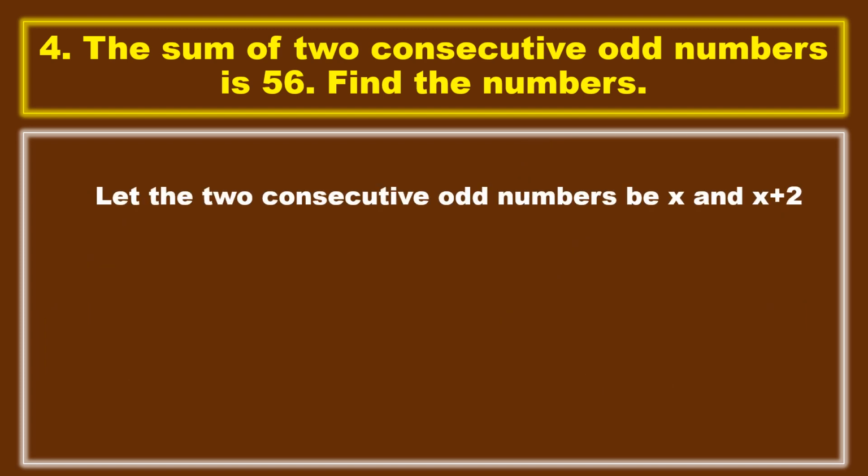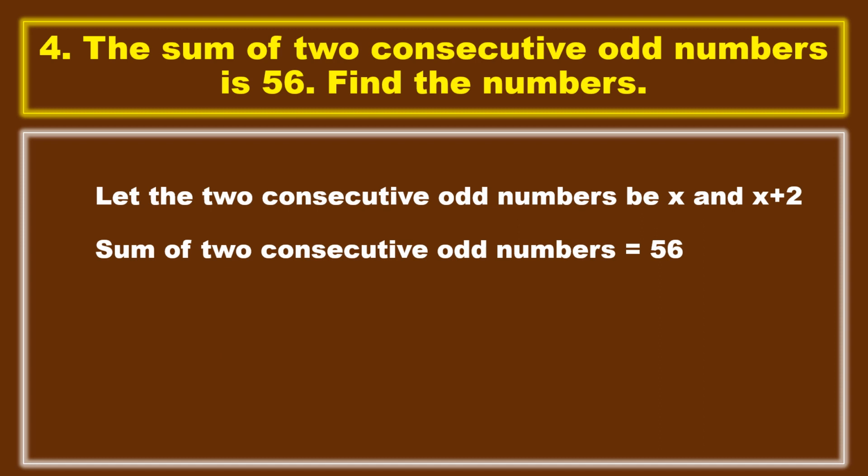Okay, so let me take the two consecutive odd numbers as x and x plus 2. Okay, we got two consecutive odd numbers. Now what do we have to do here? We should do summation. Sum symbol is plus. So let me take the plus symbol and add these two. x plus x plus 2 equals 56.